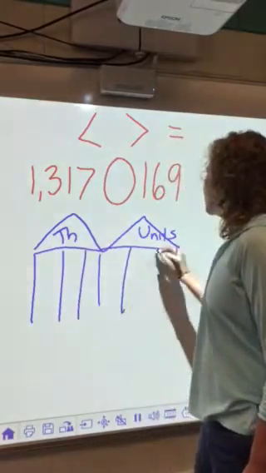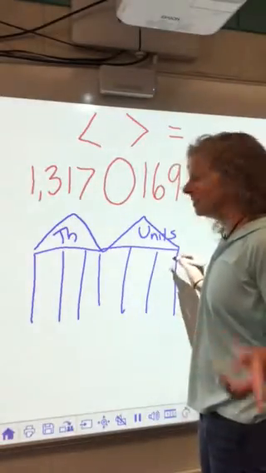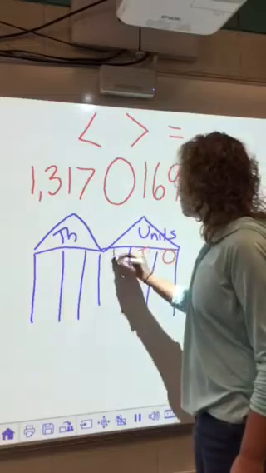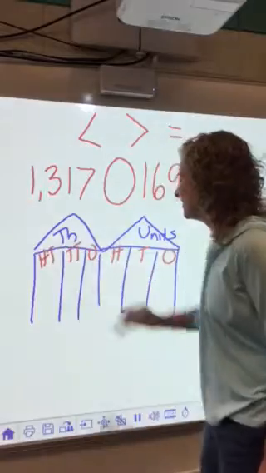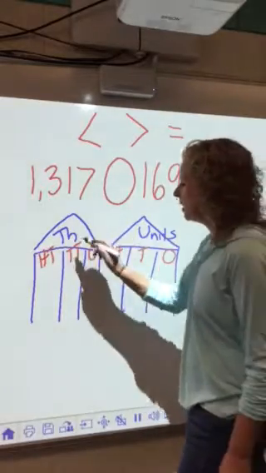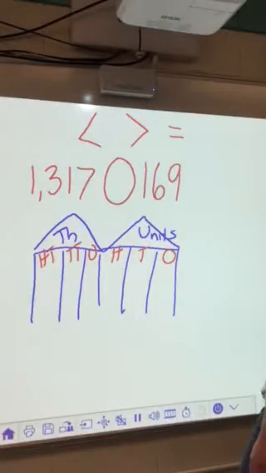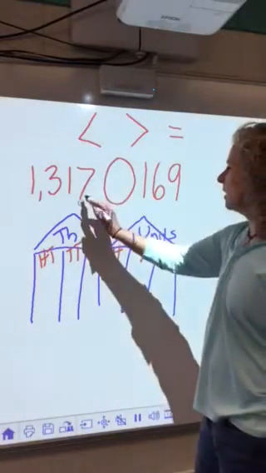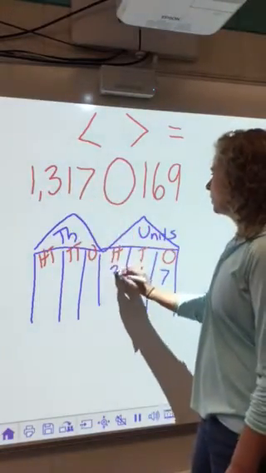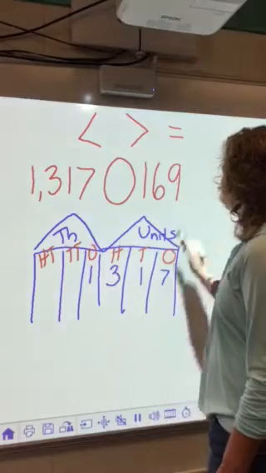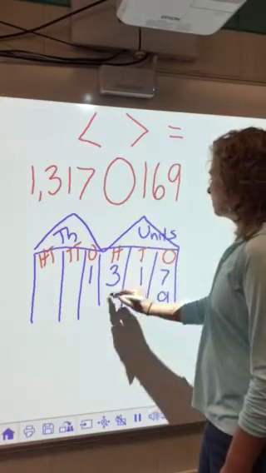Let's make our rooms, because we're pretty good at our rooms. Remember how we fill them in? Ones, tens, hundreds. Ones, tens, hundreds. Thousands, ten thousands, hundred thousands. Ones, tens, hundreds. It always goes on and on and on. Now, let's stick these numbers in. 7 goes in the ones. 1, 3, 1. 9, 6, 1.